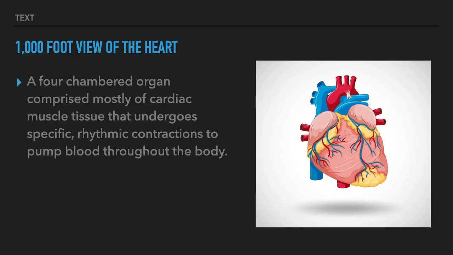So if we really zoom out and look at the heart from a 1,000-foot view and think of it from a more general, simple approach, the heart is a four-chambered organ comprised mostly of cardiac muscle tissue, which is different from skeletal muscle tissue or smooth muscle tissue, that undergoes specific rhythmic contractions to pump blood throughout the body. If we just make that statement a little bit less formal, we can say that the heart is a muscle comprised of a very specific type of muscle tissue that is a pump, and its job is to pump blood all throughout the body, and it does so really effectively.